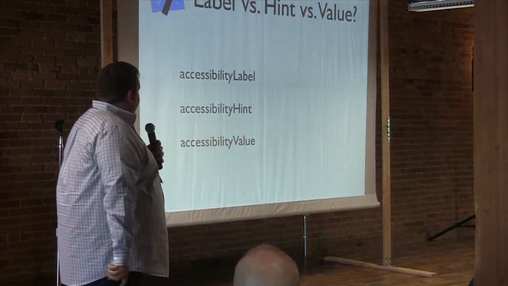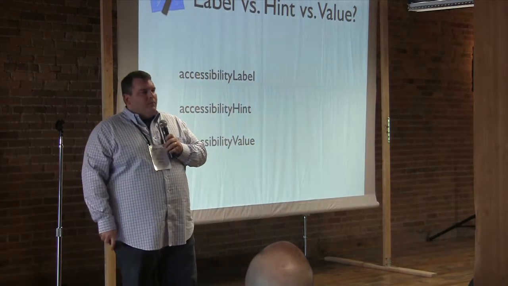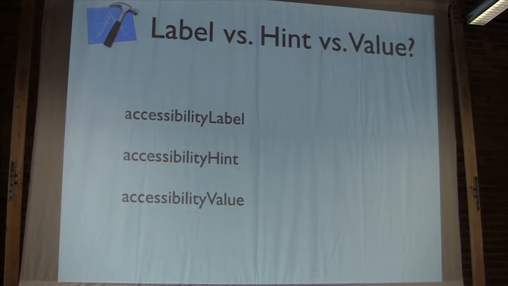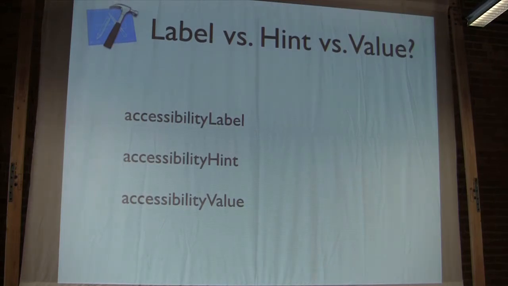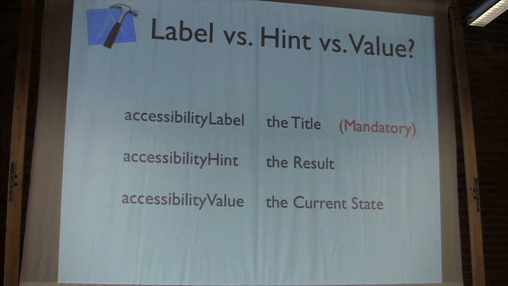Now, I mentioned that these last 3 were all text-based properties, and it's really common for people who are new to VoiceOver development to get those 3 confused. So I wanted to throw this slide in just as sort of a cheat sheet in case anyone was confused. Because there are 3 text-based properties, label, hint, and value. And the label essentially is the title of the control that we're looking at. The hint is the result of activating that control. And the accessibility value is the current state of that control. Now, of those 3, only the accessibility label is mandatory. The other two are optional and are used only when it's required.